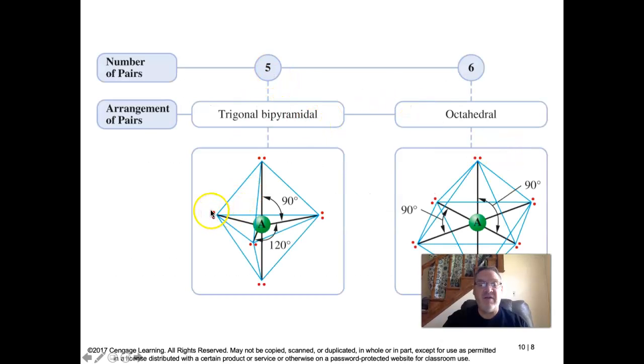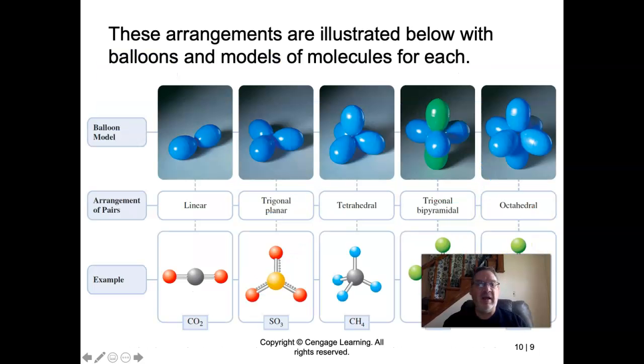When you have 5, of those 5 pairs, 2 of them are arranged above and below the central atom. The other 3 are arranged around the central atom. That's where you get the name trigonal bipyramidal. And an octahedral, now you've got 4 pairs arranged around the center, one above and one below. And this gives you a model picture of each of these arrangements that we're focusing on.